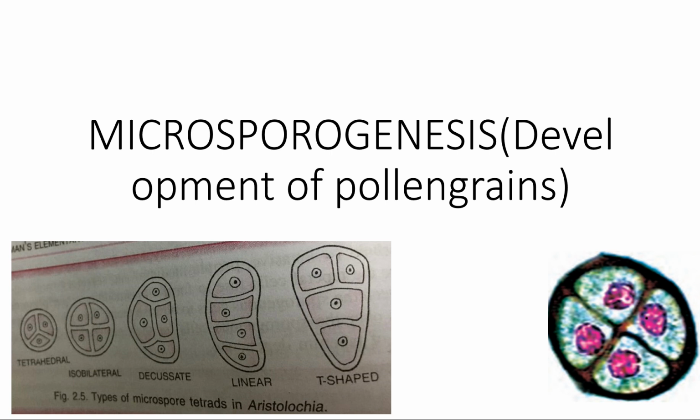In one more slide, you are watching the types of microspore tetrads. The microspore tetrad may be tetrahedral, isobilateral, decussate, linear, or T-shaped. In different species of flowering plants, different types of tetrads may be found. As we are watching in the slide, they may be tetrahedral, isobilateral, decussate, linear, or T-shaped.